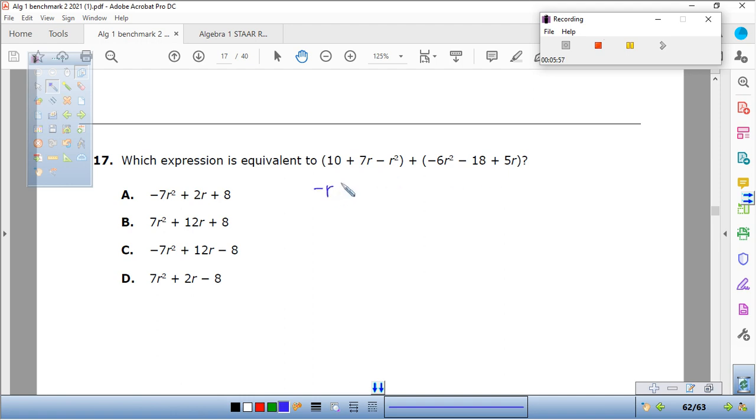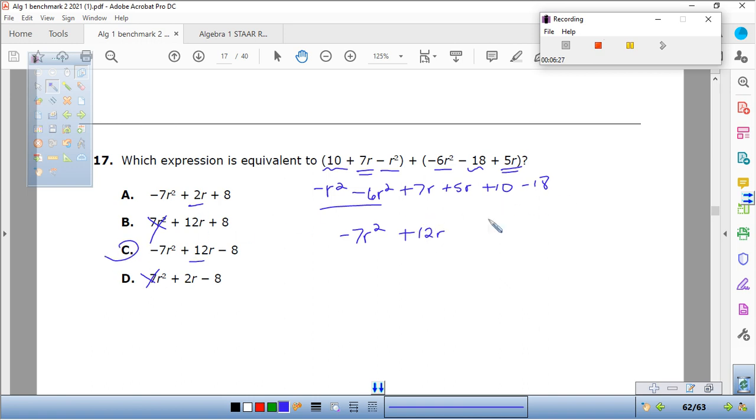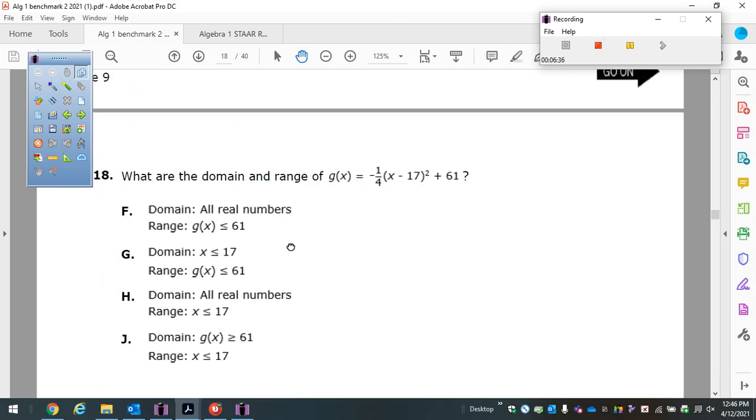So in this first one, I'm going to have a negative r squared. And then this one here, I have a minus 6r squared. That's these two. And then with the r's, we'll go this one here and this one here: plus 7r plus 5r. And then this squiggly line, plus 10 minus 18. This right here gives me negative 7r squared. This gives me plus 12r. This gives me minus 8. Yeah, there it is. 17.